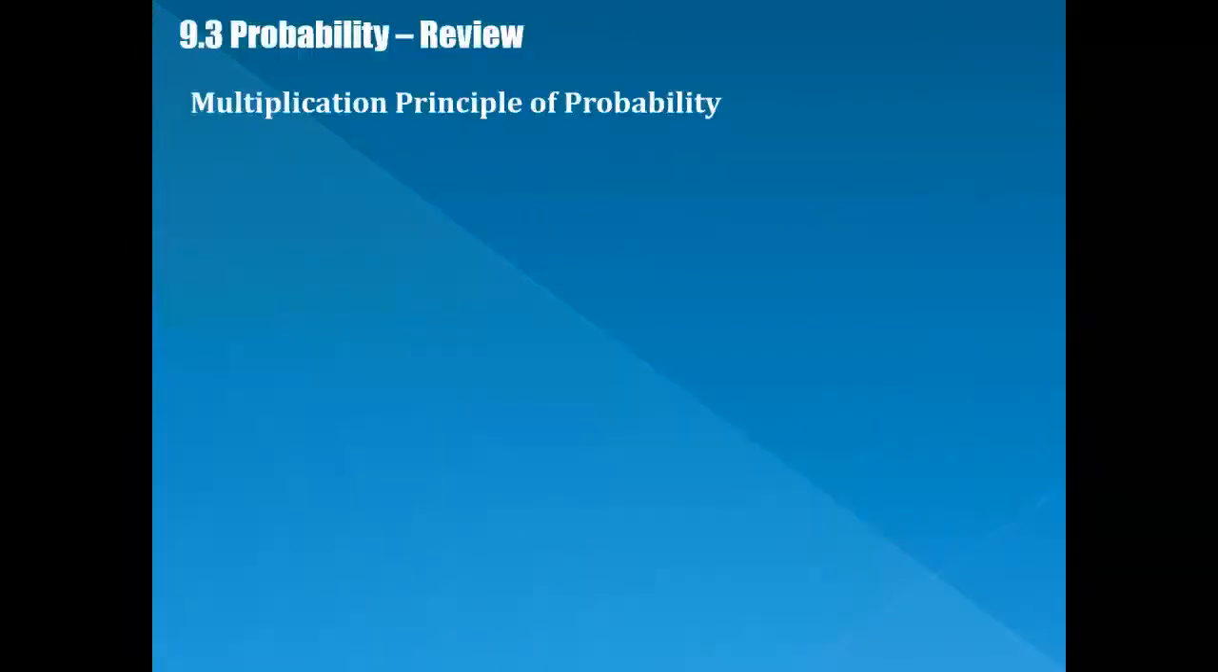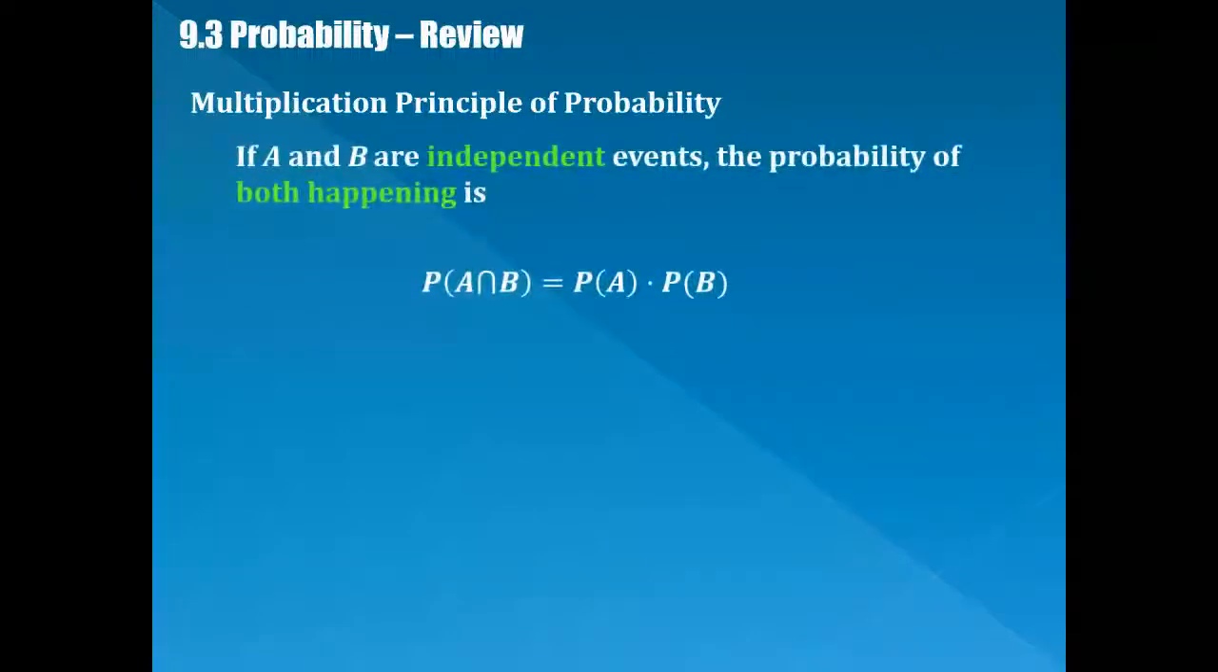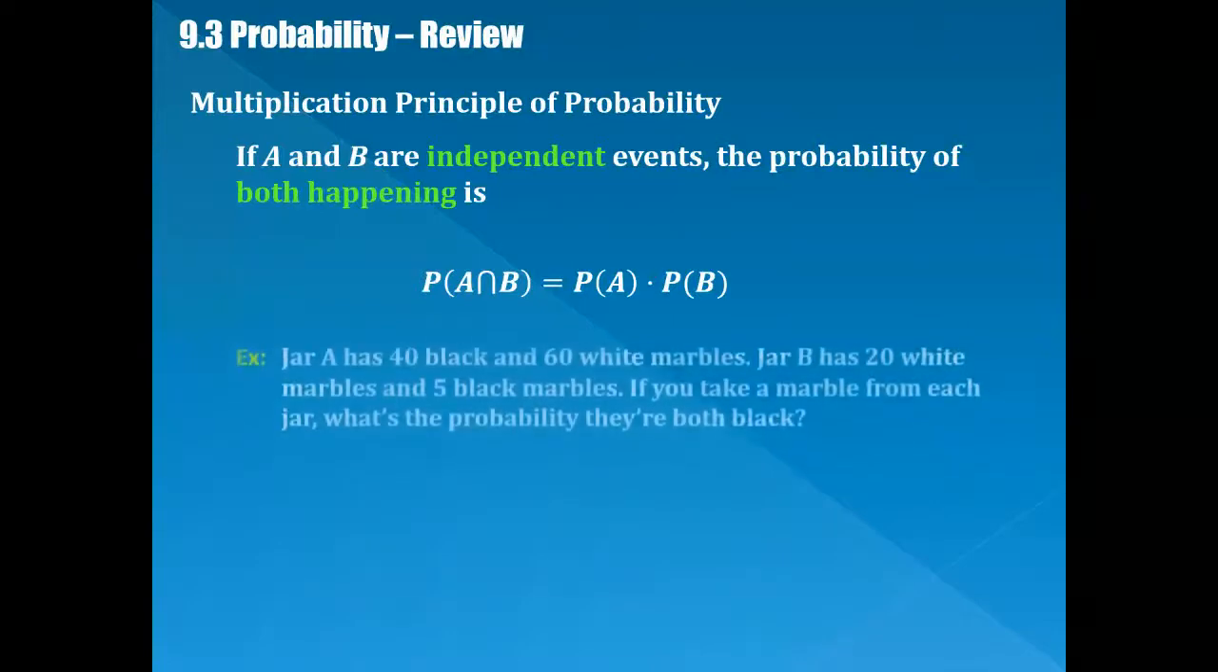So, multiplication principle of probability. If A and B are independent events, right? That was one of the things that I said we were going to be coming back to more in our next lesson. If they're independent events, the probability of both occurring, the probability of A intersect B, is going to be equal to the probability of A times the probability of B.